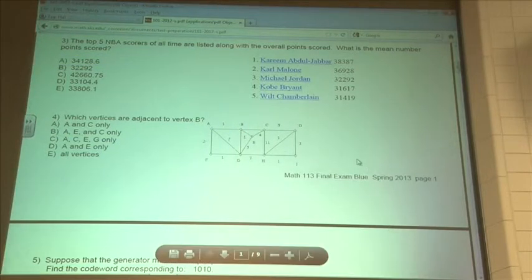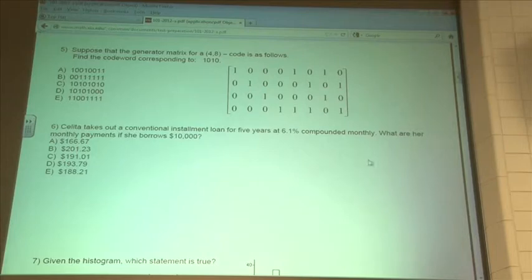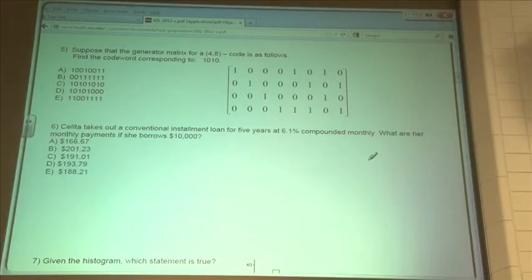Down the page. Number 5. Suppose that the generator matrix for a 4-8 code is as follows. Find the code word corresponding to 1010. Okay, so we have the generator matrix, we have the code word, you got to punch it into the generator matrix to find out the new encoded word for transmission.